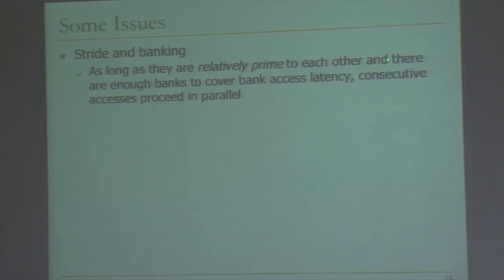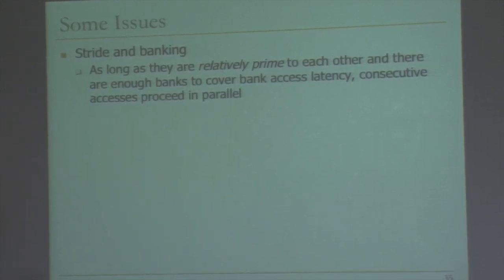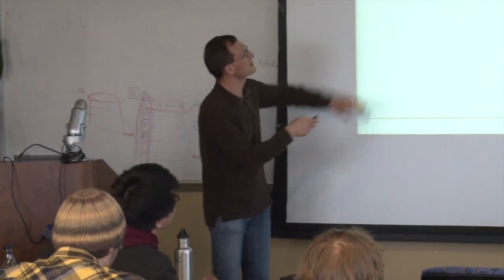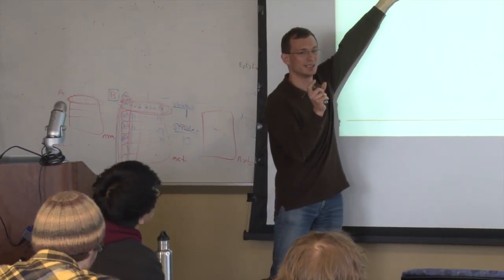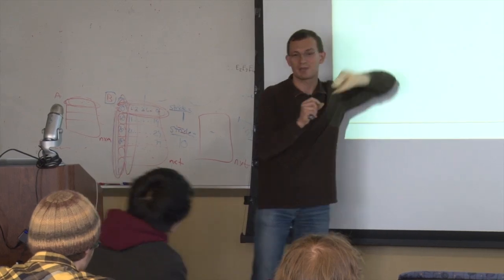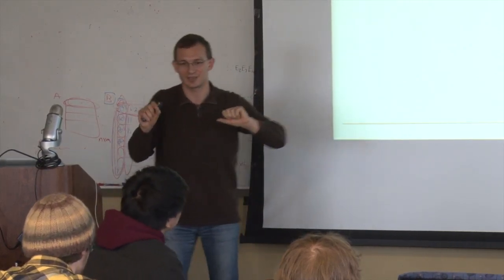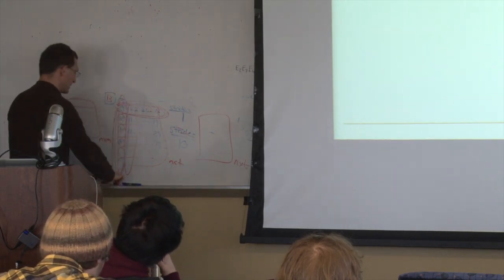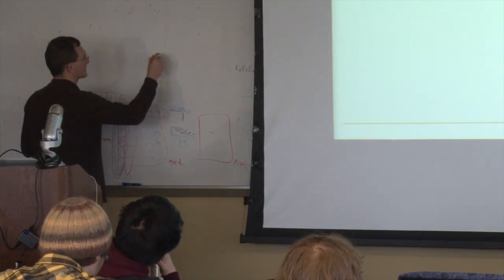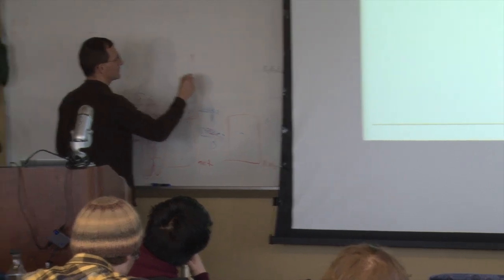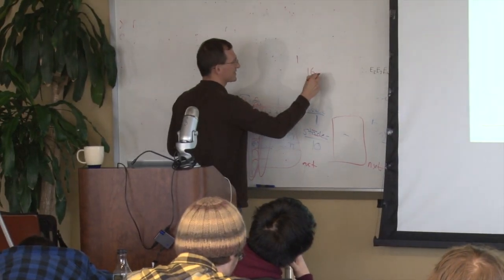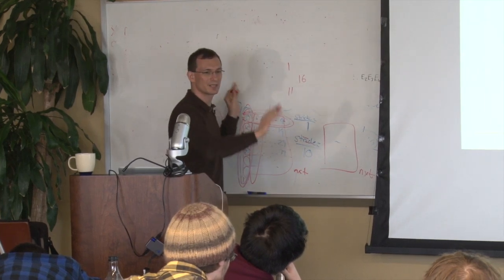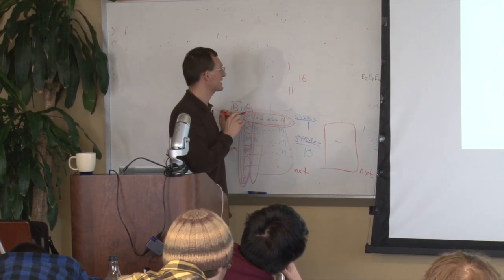Well, I guess there's one other thing, of course. There should be enough banks to cover bank access latency. These two ensure that consecutive accesses for a single vector load or store proceed in parallel or in a pipeline manner across the banks. So for example, if you have a stride of 1 and 16 banks and a memory access latency of 11, then this is good, right? Because consecutive elements come from different banks.